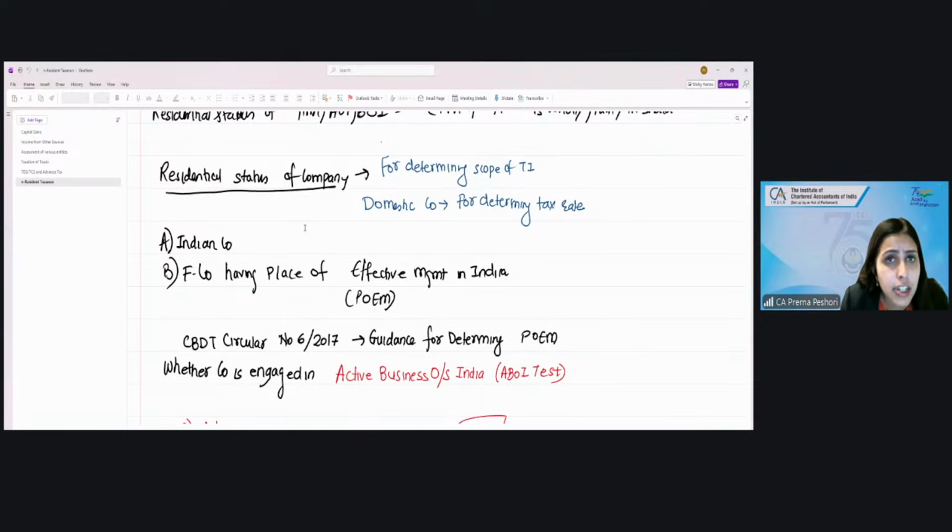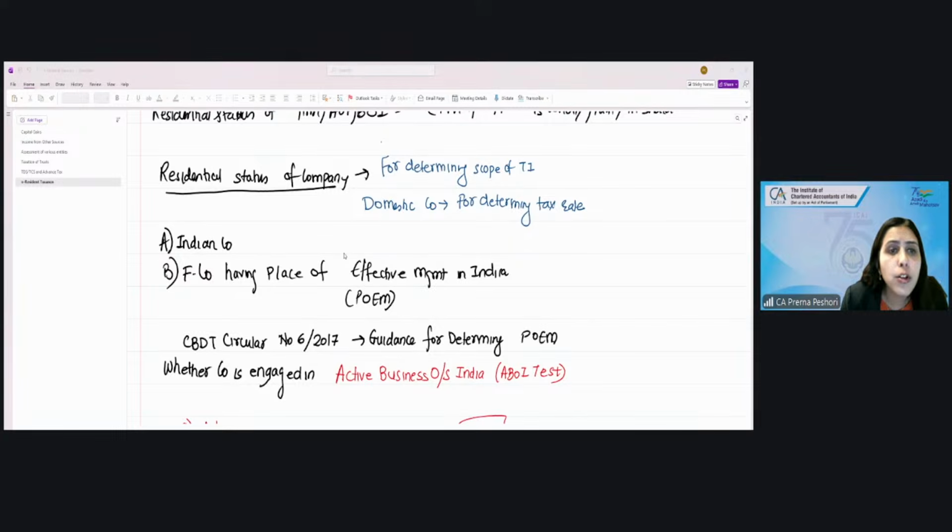For determining the tax rate of the company, you need to identify whether it is a domestic company or a foreign company. So even if a company is a resident company because it has its POEM in India, but it is a foreign company, in that case it will still have the tax rate of, what will be the tax rate for a foreign company which is a resident in India? What will be the tax rate? 35%. Very good, Leela. Okay.